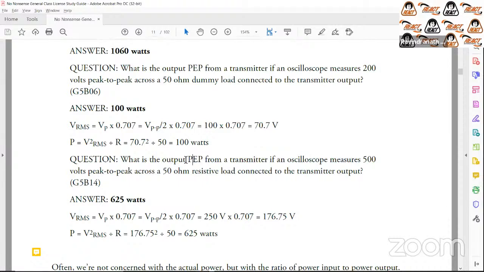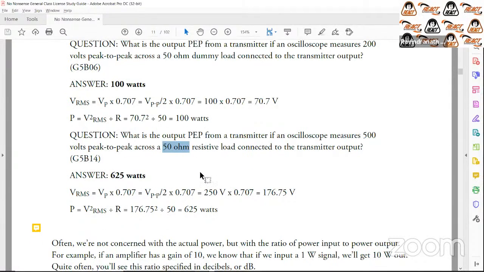What are they asking? What is the PEP, which is the power? So therefore, the answer is going to be in watts. We already know the unit of the answer is going to be in watts because they're asking us for peak envelope power. What have they given us? So they want to find out power, but they gave us, here we go, peak to peak voltage, 500 volts peak to peak. What else did they give us? They told us 50 ohms. So again, we need to use a formula that has power in it, voltage, and resistance. So we need a formula with P, V, and R.